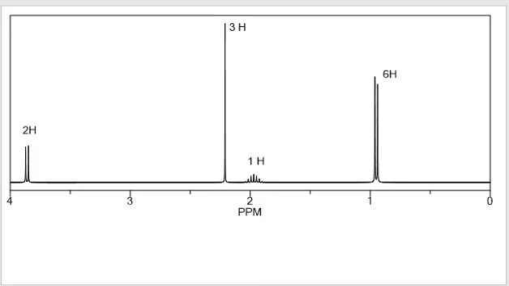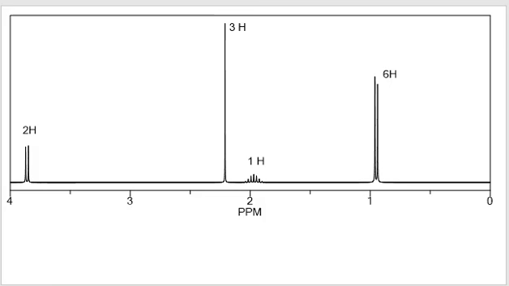It's C6H12O2, and so that tells us that there is 1 degree of unsaturation, and of course there are 2 oxygen atoms in this molecule that we can't see directly using the NMR, but we know they're there.